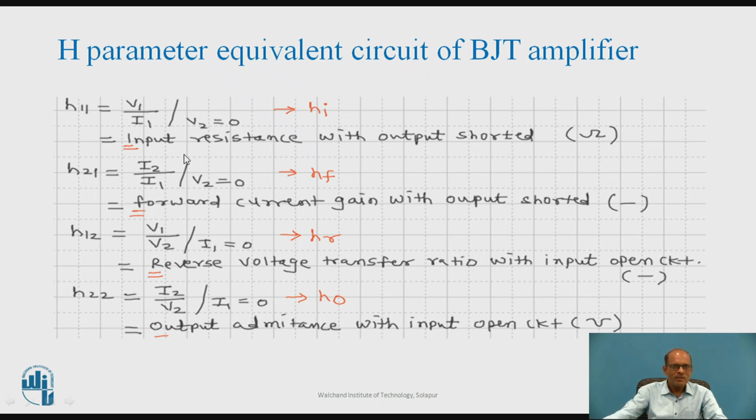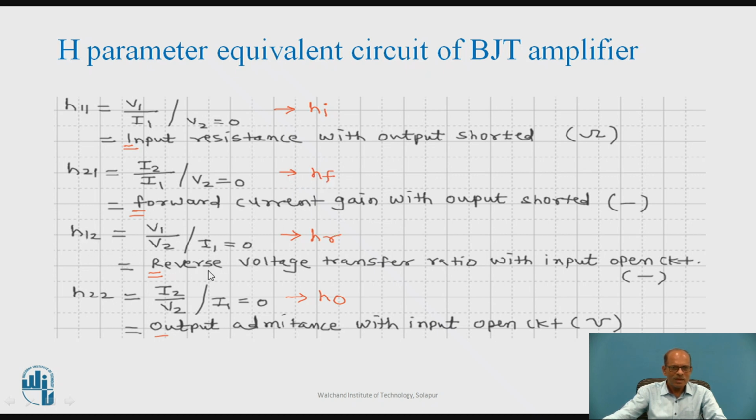And now H11 is input resistance with output shorted. So pick up the first letter I, and H11 can be written as HI. Similarly, H21 is a forward current gain with output shorted. So pick up first letter F, so that H21 can be replaced by HF.